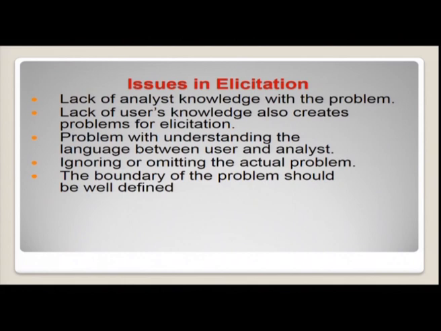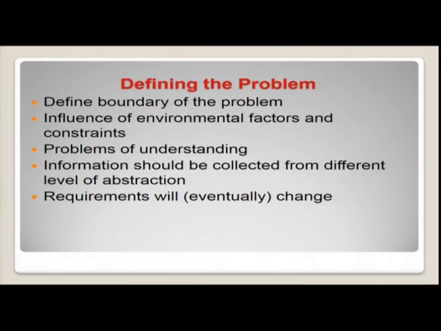Ignoring or omitting the actual problem. The boundary of the problem should be well defined. Then only you can go into the next step of designing. Now let us define the problem from the requirements gathered. Define the boundary of the problem. Influence of environmental factors and constraints. Problems of understanding. Information should be collected from different levels of abstraction. Requirements will eventually change. That is the speciality of working in Agile software development.